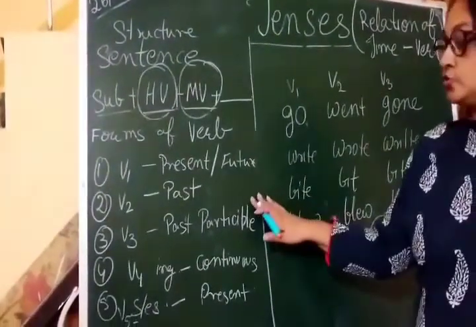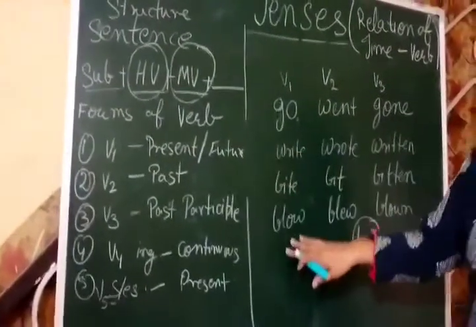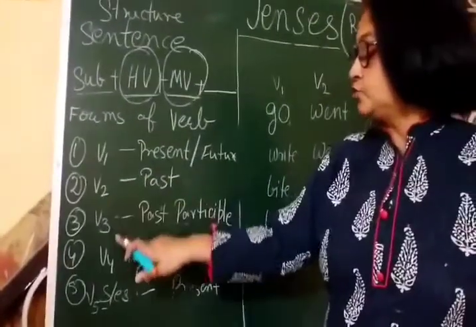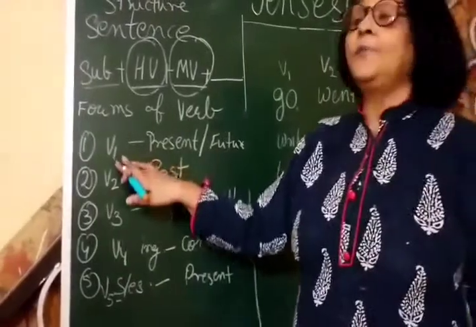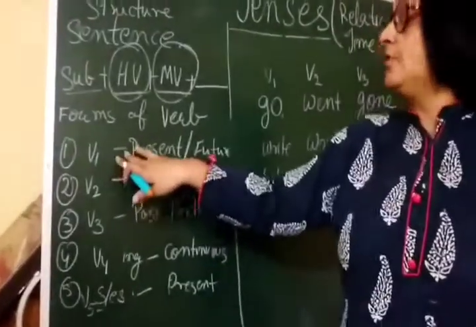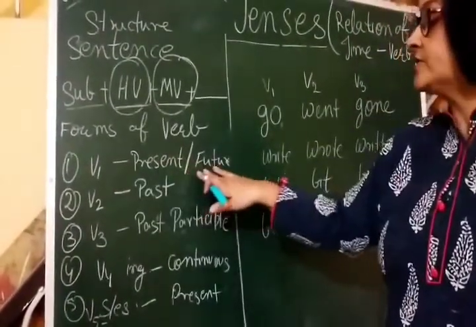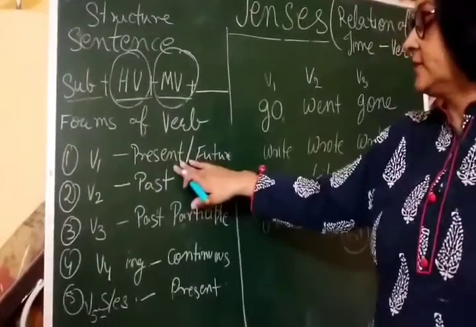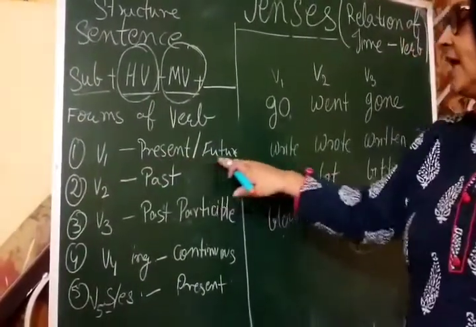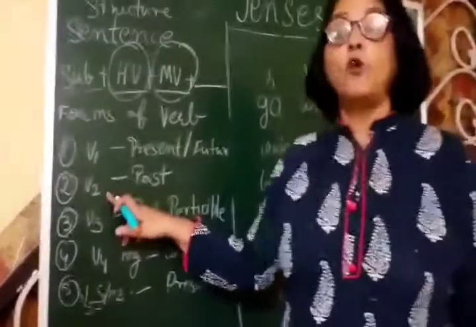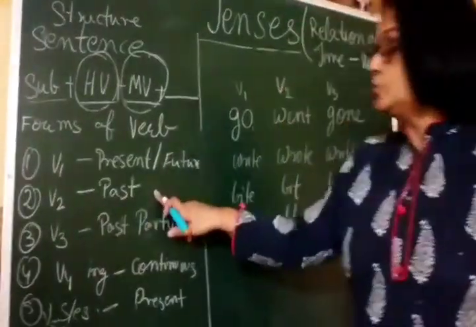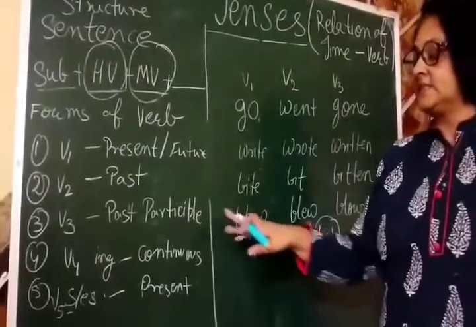So coming back to forms of verb, we have V1, V2, V3, V4 and V5. The first form of the verb is used for present tense and for future tense. V2, the second form of the verb, is used for past tense.